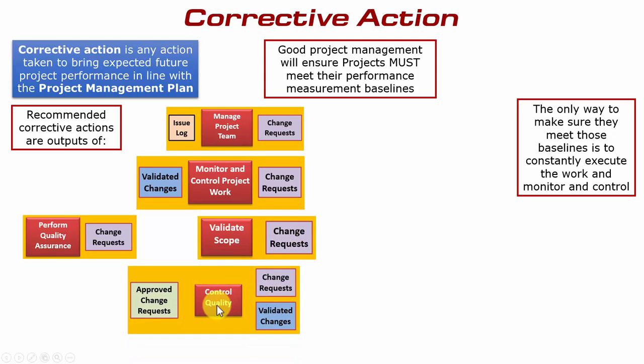Control Quality, this is where your approved change requests go into and the validated changes come out. And since this is where each deliverable is inspected, measured and tested, as a result of those two, you may have change requests. Even though the main purpose here is to validate the changes, that may not always occur. Control Schedule, similar story here. As a result of needing changes to the schedule, a change request may need to be raised.